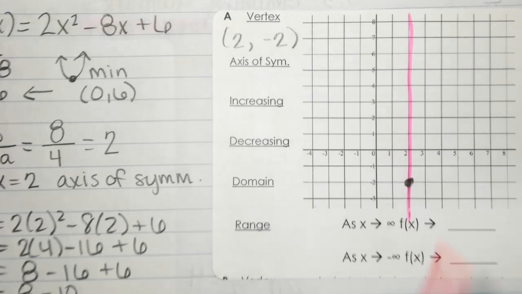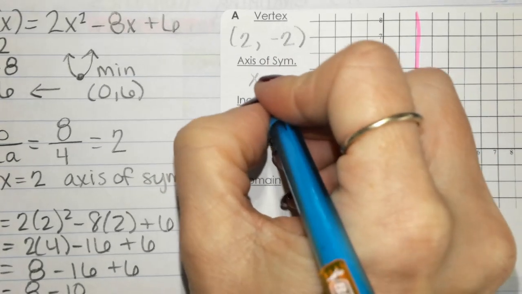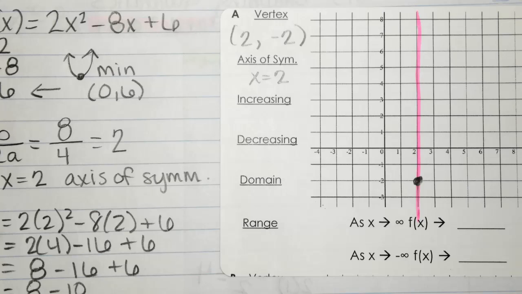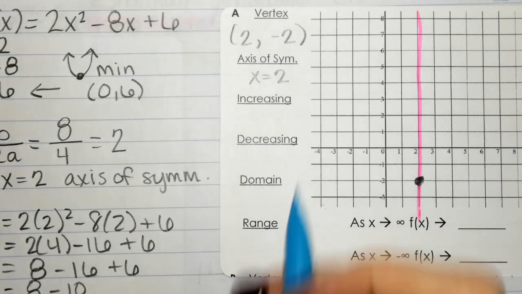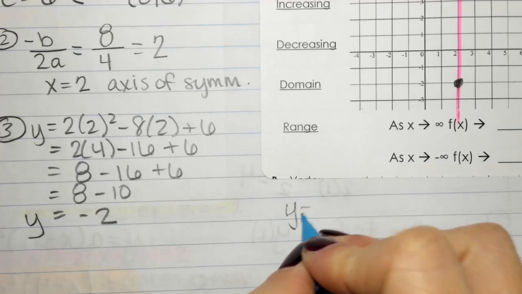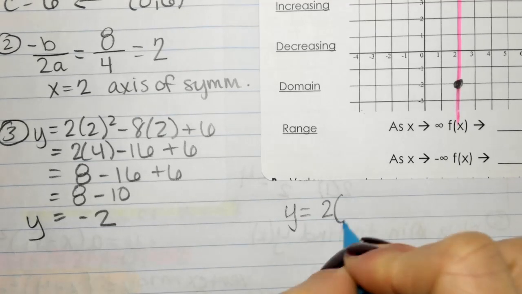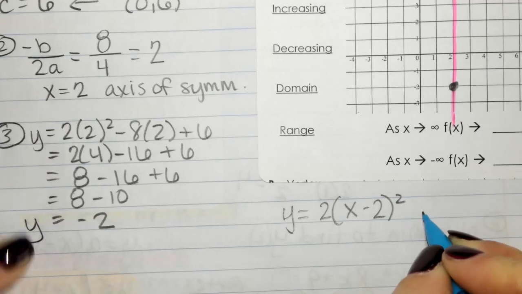Axis of symmetry is right there always, wherever our vertex is. That is my axis of symmetry. That is the equation, x equals 2, the equation of that line. And I need to finish graphing this, so I need to write it in vertex form so I can graph it before I can determine the rest of this. So writing it in vertex form, y equals, a is 2, x -2 squared minus 2.